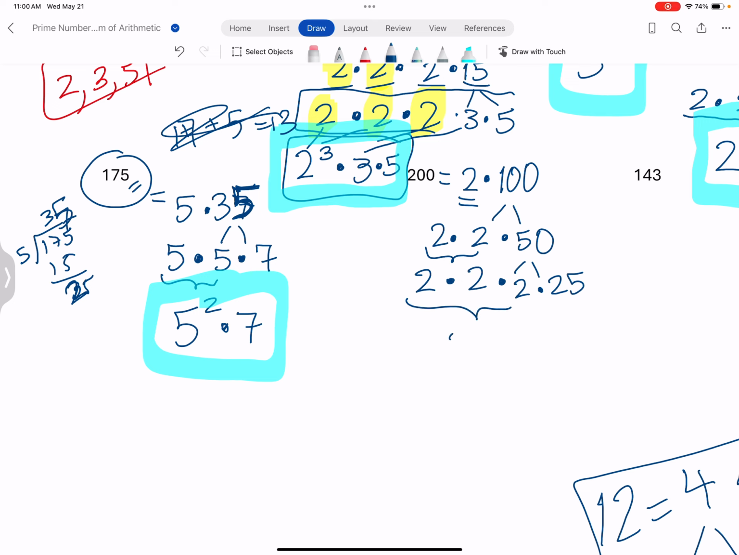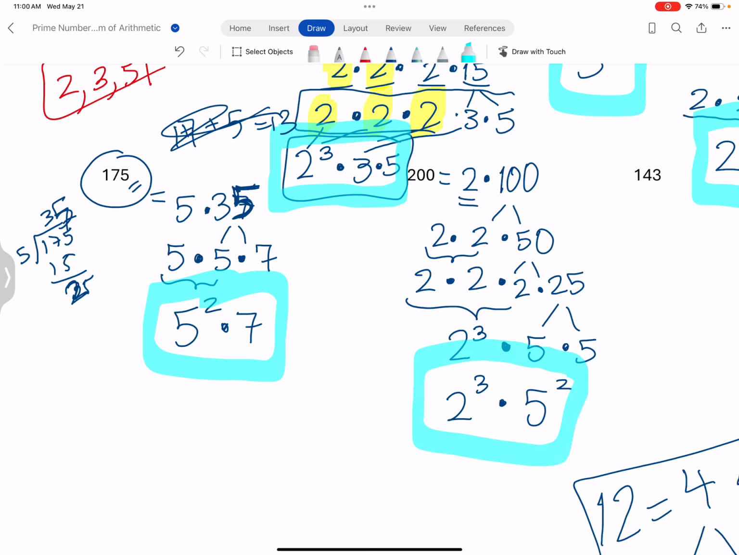Even though I'm still working on the 25, I can start writing those 2s as 2 to the 3rd power. But 25 needs to be broken down. He's 5 times 5. So actually, that wasn't too bad. 2 to the 3rd power times 5 to the 2nd power. There were 2 5s in the end and 3 2s. Whew. Okay, last one.